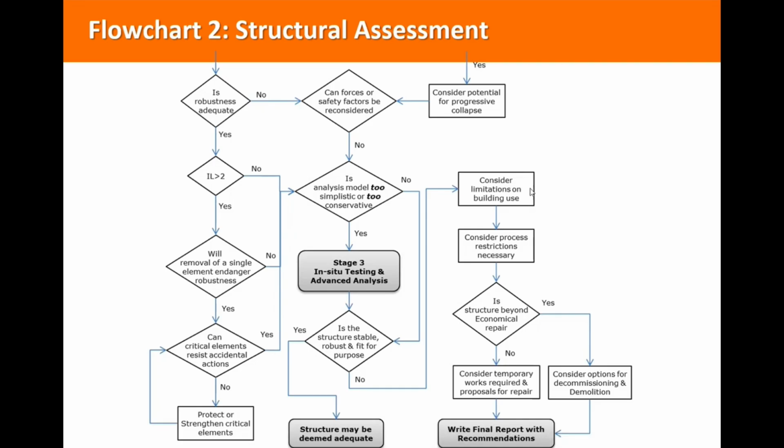If not, do you limit the building use? Do you say it's beyond repair? If yes, then you need to say so. Or are there any temporary repairs required or temporary works required?